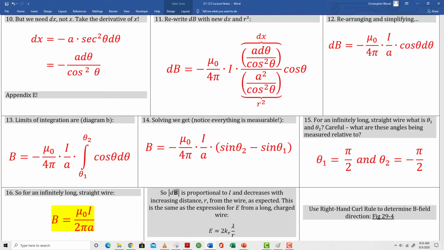Boxes 10 through 16 is more of the same. Lots of intricate steps and clever substitutions. Now we have to use integral calculus. And in box 16, we finally get our result.